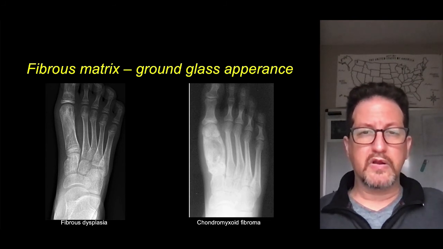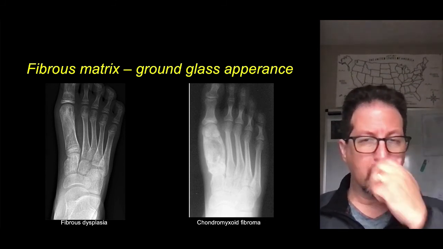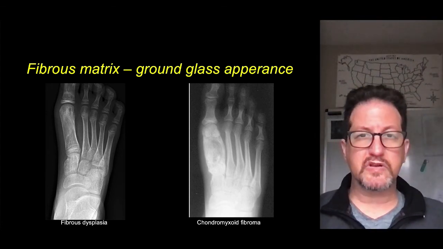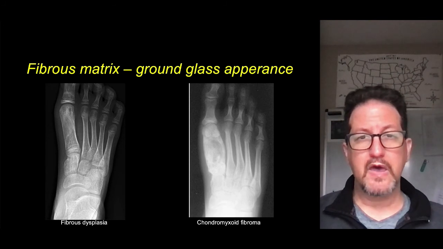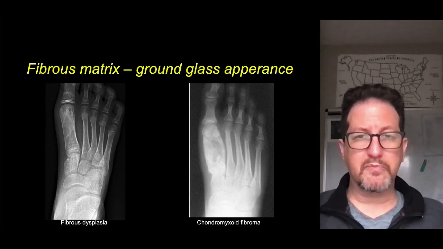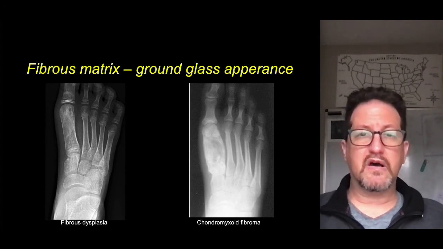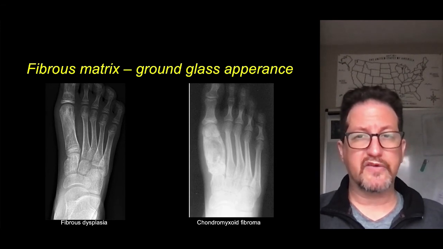And then the other one here is a chondromyxoid fibroma. This one, you can see, is much larger. It's more expansile. It's also centrally located, but it really envelops almost all of the metatarsal. And its matrix, again, is this sort of hazy, somewhat more sclerotic appearing area than the other one, but they're both considered ground glass appearance.